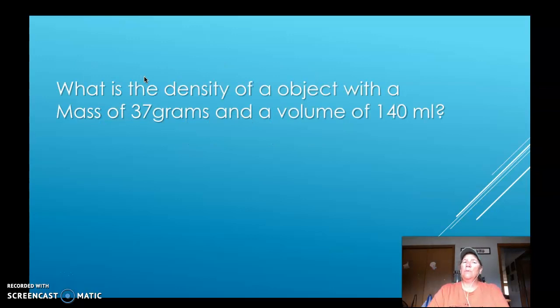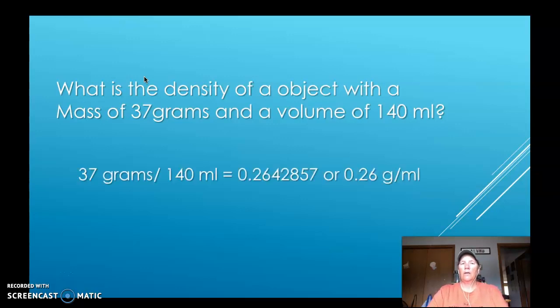What is the density? Remember, density is mass divided by volume. I have the mass 37. I have the volume 140. Okay? So I'm going to take 37 divided by 140. And this is what I get for my answer. But now, this has 2 significant figures, and this has 2 significant figures, so my answer can only have 2. So I'm going to take this big, long number, and only 2 significant figures would be 0.26, and then put in your units, grams per milliliter. Okay?